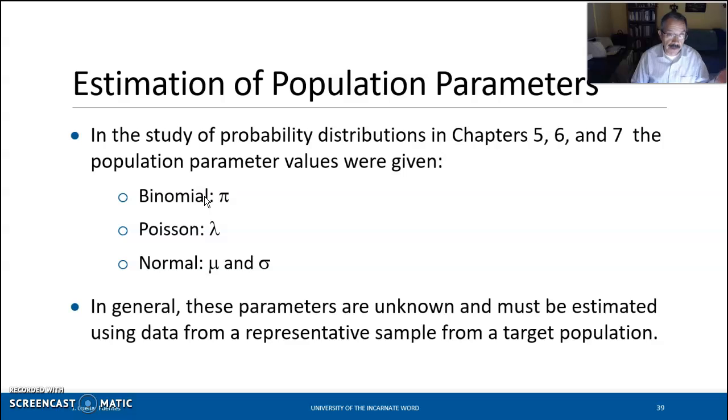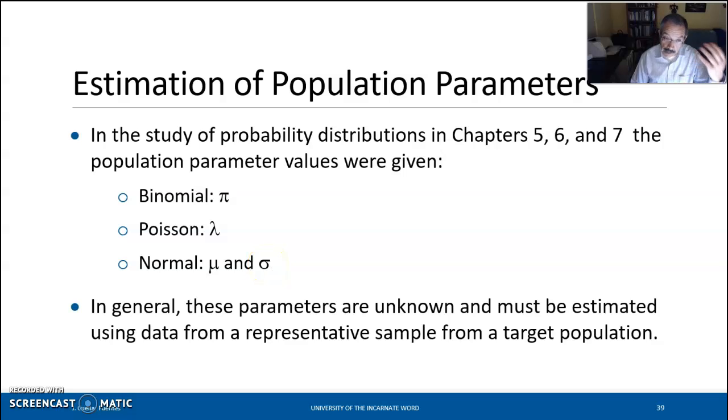In chapter 5, when we calculated binomial probabilities, we were given the probability of success. When we used the Poisson distribution to calculate the probability of a certain number of occurrences in an interval, we were given the average number of occurrences in an interval, lambda. And whenever we used the normal distribution in chapters 6 and 7, the population mean mu and the standard deviation sigma were always given to us.